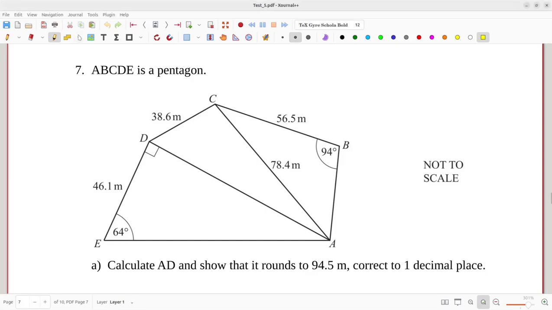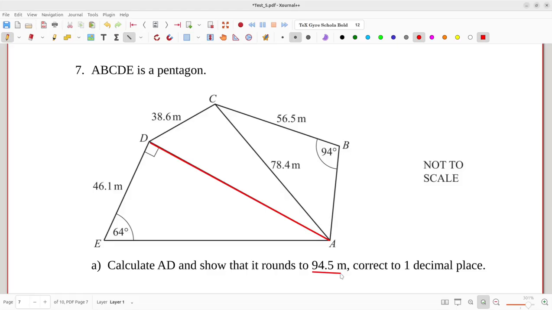What is the meaning of that? Why do questions always put these statements here? This is to tell you that you cannot use a protractor or a ruler or any measuring instrument to measure stuff because it's not drawn to scale. Nice one. You are required to calculate AD and show that it rounds to 194.5 meters, which is correct to 1 decimal place.